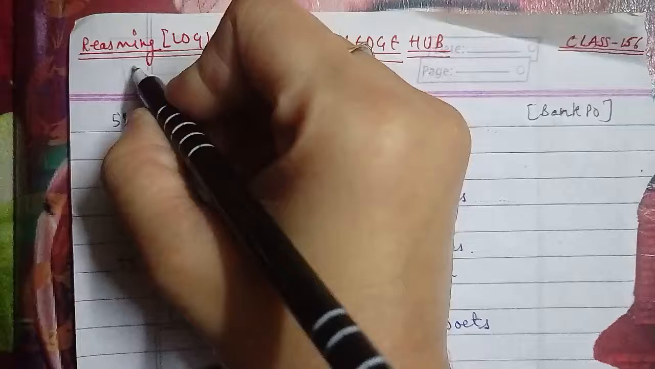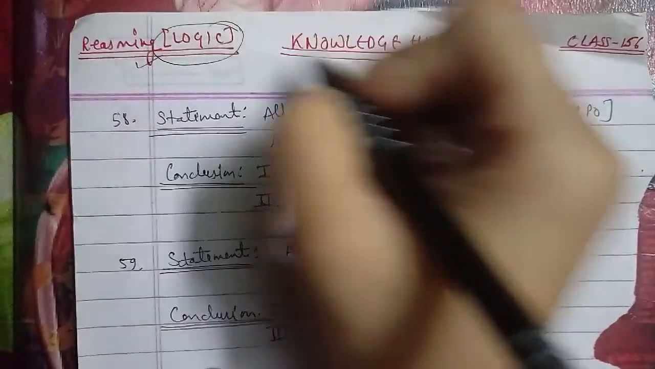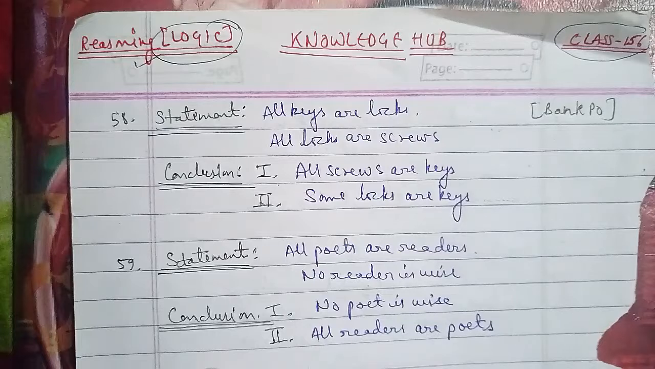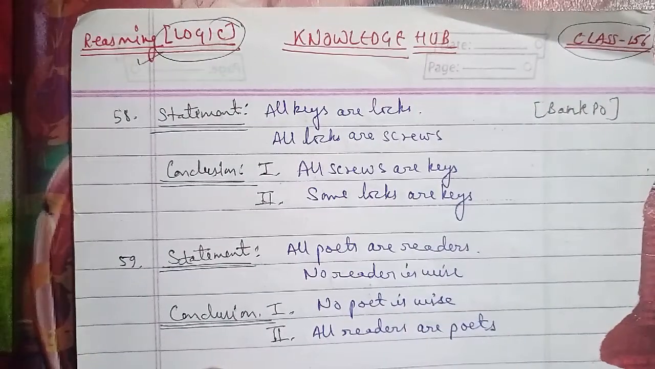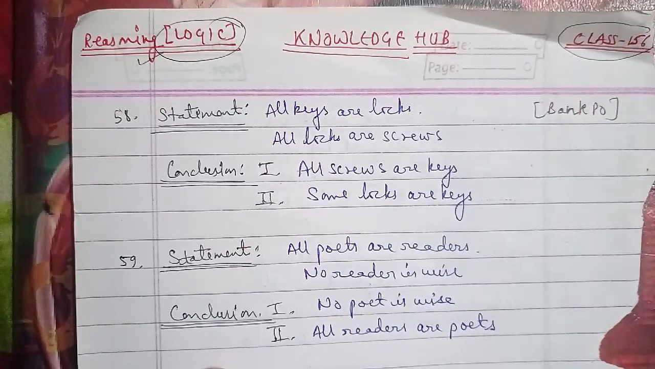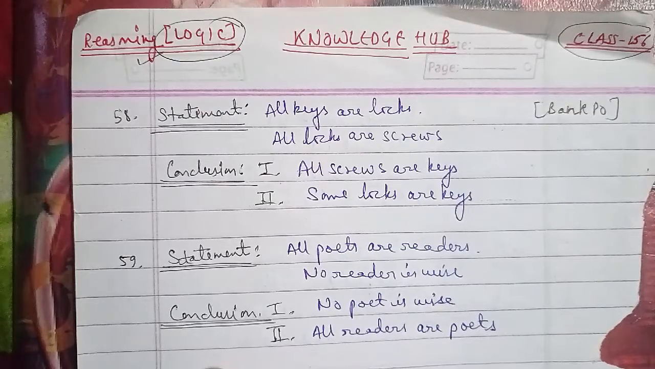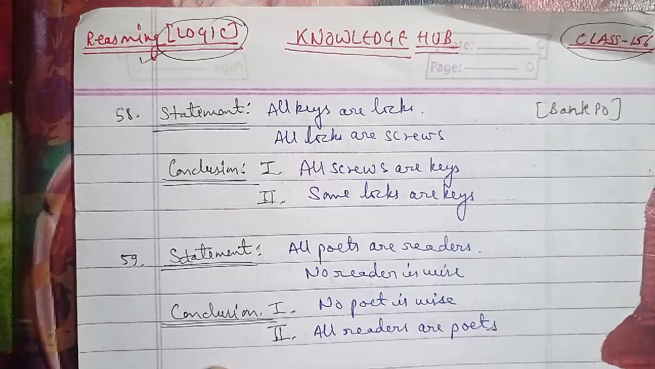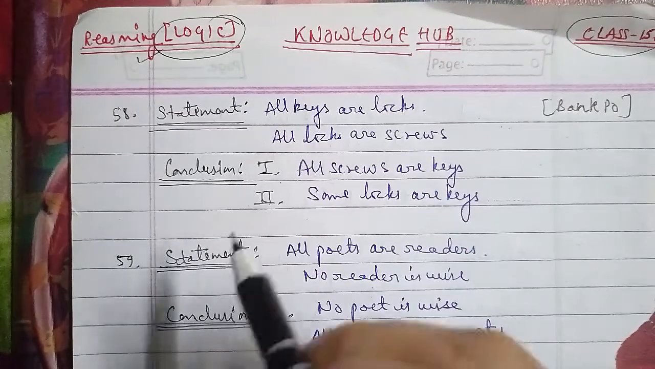Today we're going to start with reasoning. This is your reasoning, that is logic, and this is your 156th class. We had discussed the 155th class of the sessions. With regard to that, we had completed the General Mental Ability section 1, and we had started section 2 of General Mental Ability, that is logical reasoning.